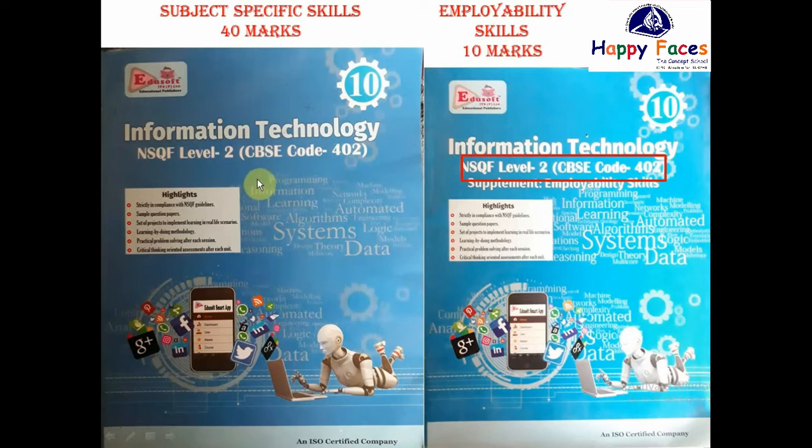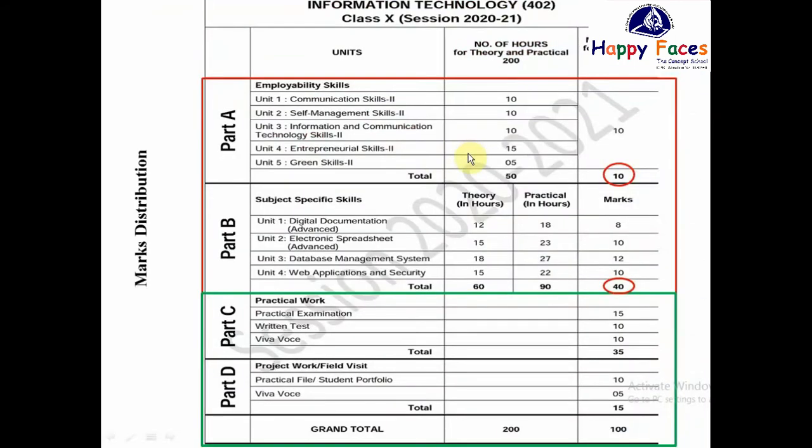Again, the theory is divided into two parts, Part A and Part B. Part A is employability skills, for 10 marks, and Part B is subject specific skill, for 40 marks. This is the official notification from CBSE regarding the syllabus for session 2020-21. The syllabus of ICT is divided into four parts: Part A, Part B, Part C and Part D. Part A is the employability skill for 10 marks, and Part B is the subject specific skill for 40 marks. Part C and Part D belong to practical work that we will discuss later.